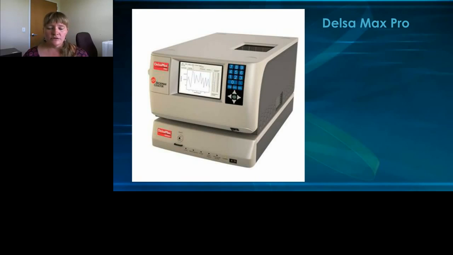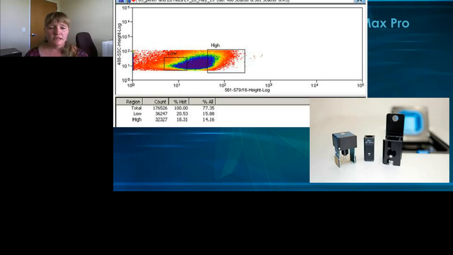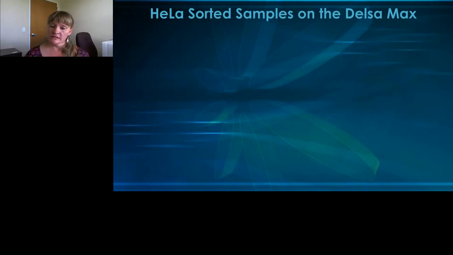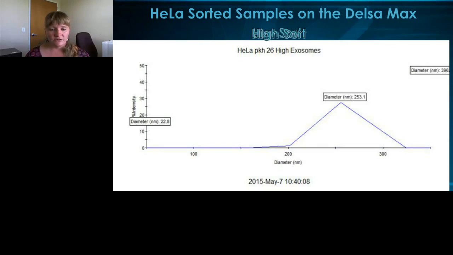I took 2 fluorescently labeled samples. As you can see here, these are HeLa extracellular vesicles stained with PKH26. There are 2 different populations: we have the high stain population and we have the low stain population. I took both of those samples and placed them into the dip cell for the DelsaMax. As seen on the next slide, the low population was much smaller than the high population. So this is what you would get for your DelsaMax. Here's my low sort. You see that the low population has about 137 nanometers as the size of the population. But on the other hand, the high sort has a population of 253 nanometers.